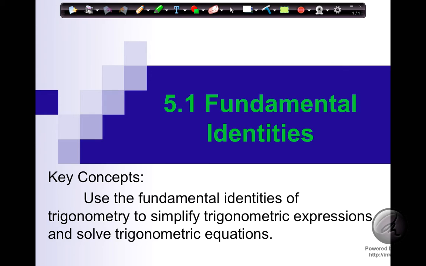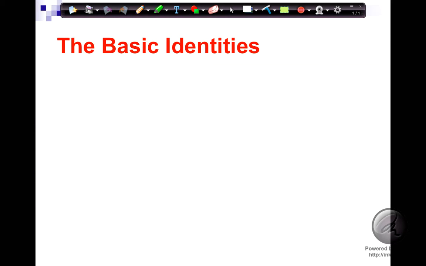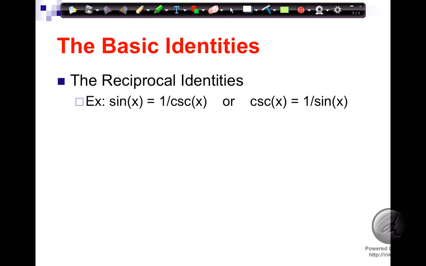The first section of Chapter 5 is what we call our fundamental identities. These are the very first, very basic ones, the ones that we should memorize pretty quickly. Most of them are very easy to memorize. So some of the first basic identities that we deal with are the reciprocal identities. We know a couple of them already, like we know that cosecant is 1 over sine. And vice versa, the reciprocal of sine is 1 over cosecant.